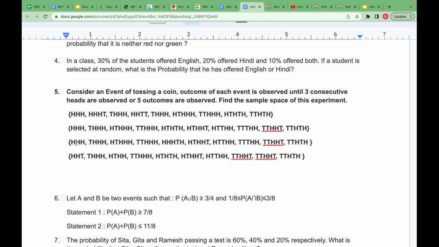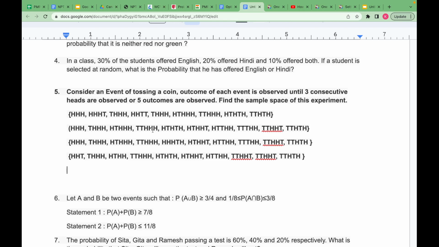Now moving to the next option, we see that these all are the same, but here there are three consecutive heads, and then we didn't stop here. We again toss the coin and the outcome is tails. So this is wrong because we need to stop the experiment after we get three consecutive heads. So this option is also ruled out. And similarly, this option is also ruled out because it does not have three consecutive heads and it stopped the experiment after three outcomes. Okay, so the correct answer will be the second option.